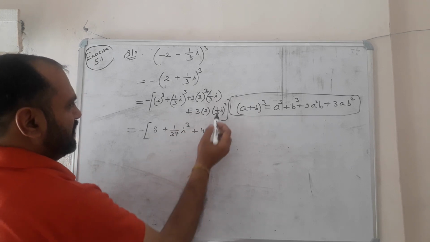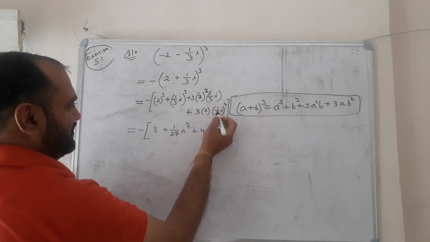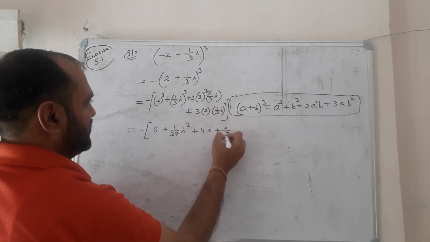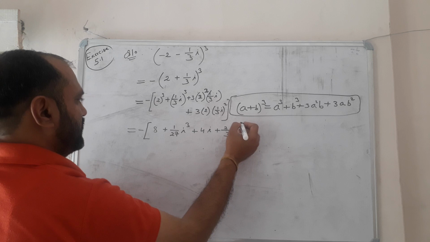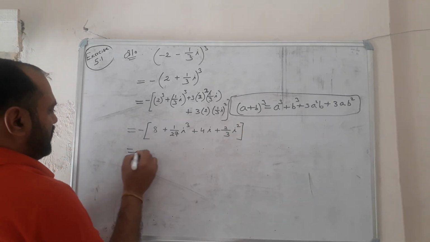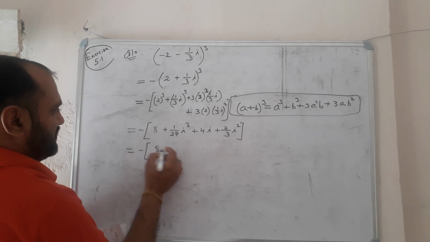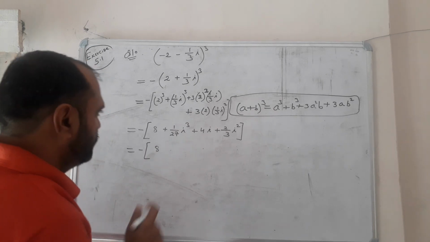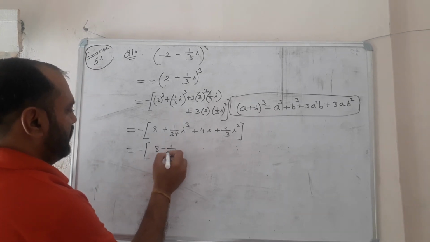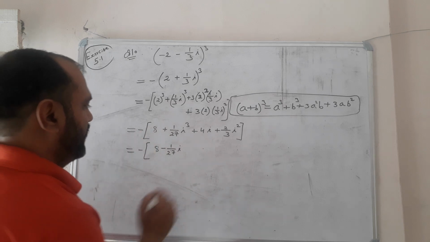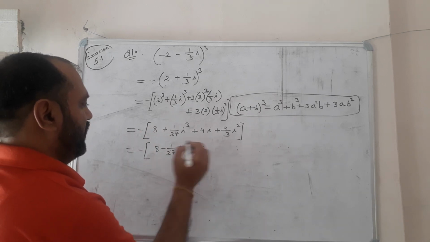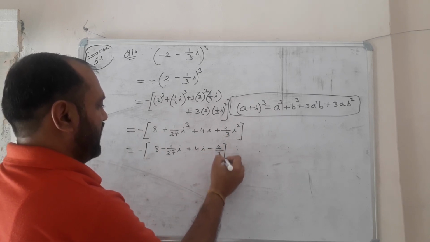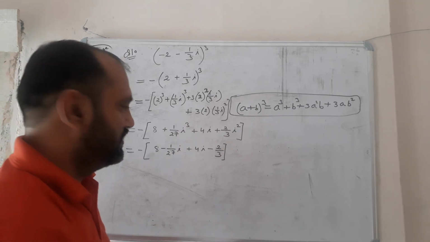Is it clear? Now this 3 will be cancelled, 1 3 is cancelled, so this becomes 2 by 3 iota square plus 2 by 3 iota square, right? So next step is 8. What is the value of iota cube? It is minus iota, you know. So this becomes minus 1 by 27 iota. This is same 4 iota. And this becomes minus 1. So this is minus 2 by 3. As you know, the value of iota square is equal to minus 1.